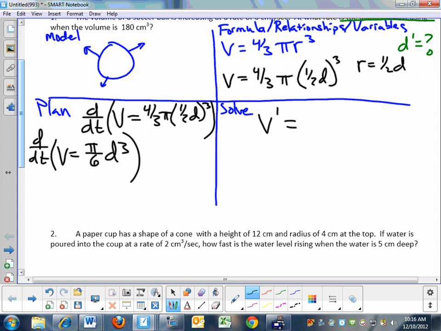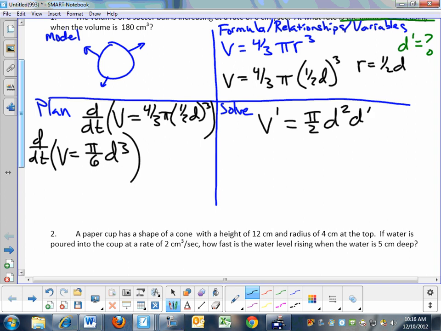I need to take the derivative of that. What's this derivative? Good. 3 pi over 6, which is pi over 2. And then it reduces to D squared, and we attach a D prime.